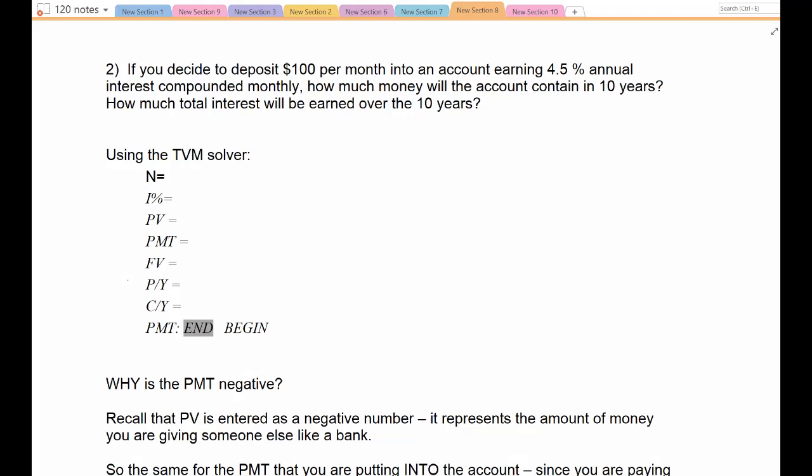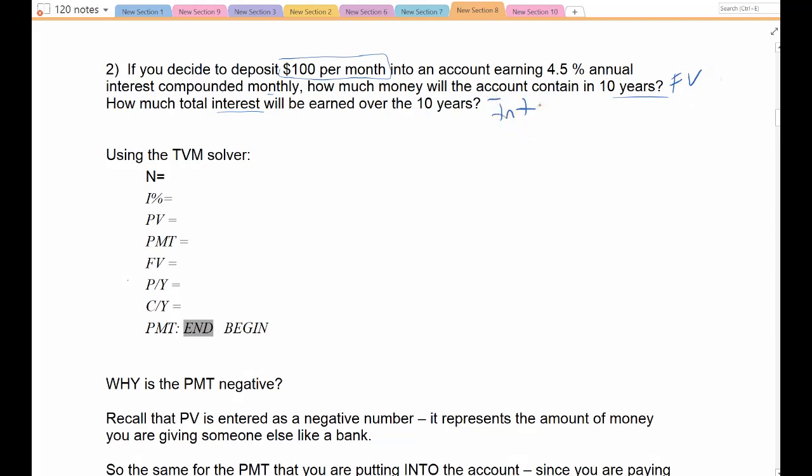All right, suppose that you plan to deposit $100 every month into an account earning 4.5% annual interest compounded monthly, because you're putting money in every month. How much money will the account contain in 10 years? How much total? We'll figure out future value first, and then we'll figure out the total interest second, after the end of the 10 years.